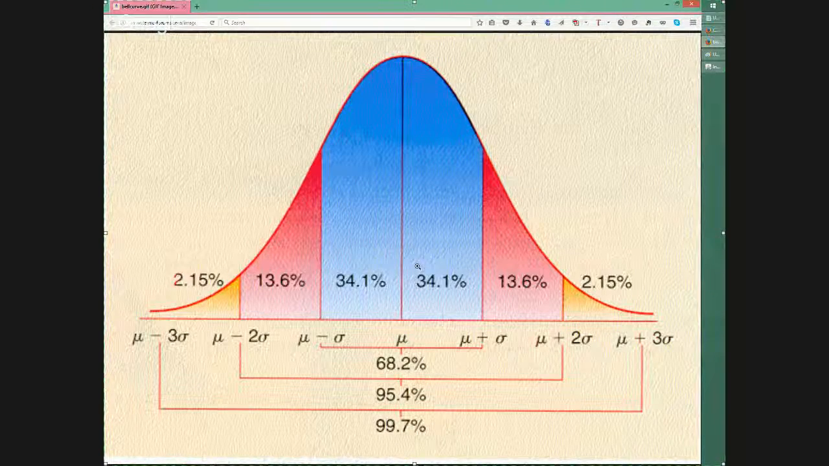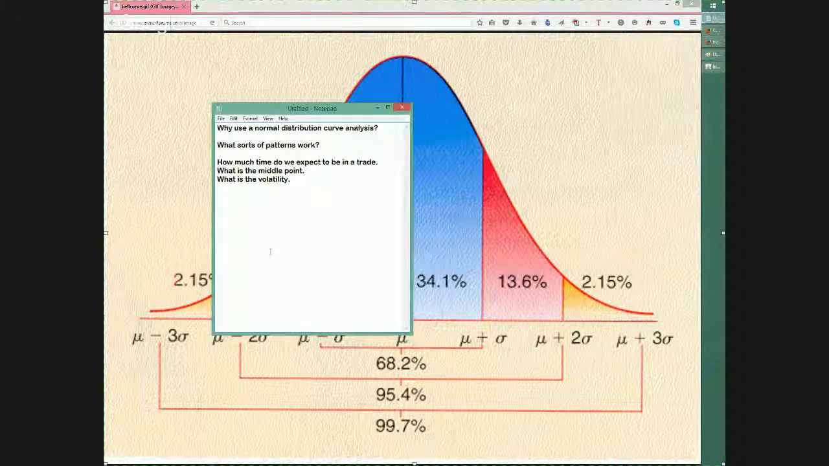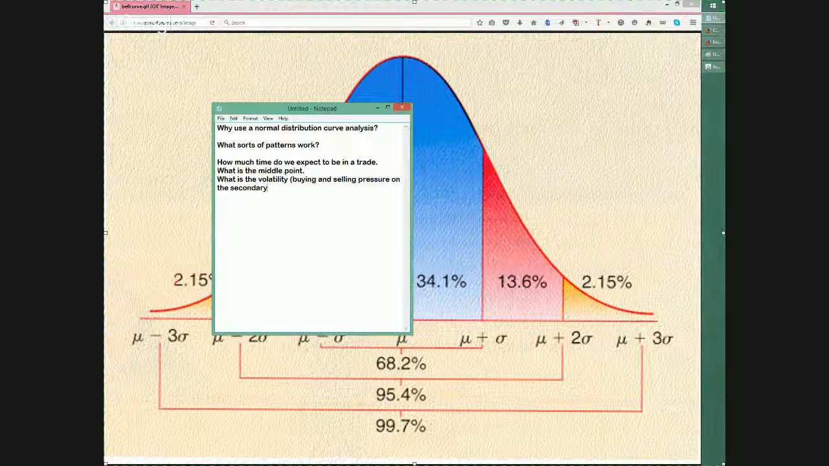So again, let's update our notes. What is the volatility? And more specifically, buying and selling pressures on the secondary market. Okay, with those three factors, we can get an idea of how this normal distribution curve should look. So we have to make sure we have a stock pattern that fits this thing. So let's look at some examples.